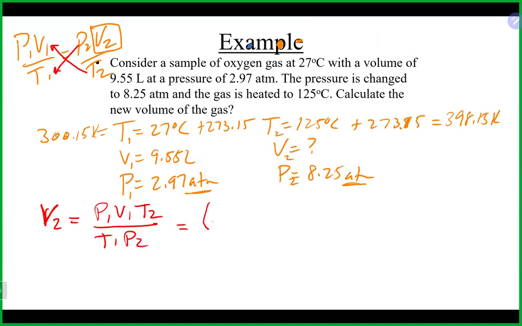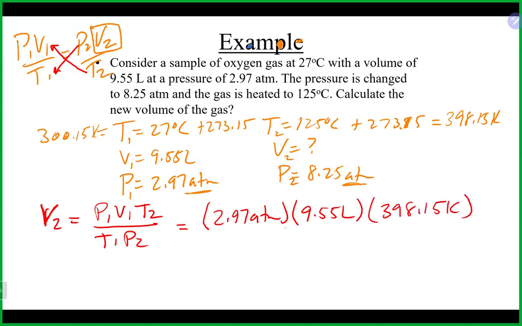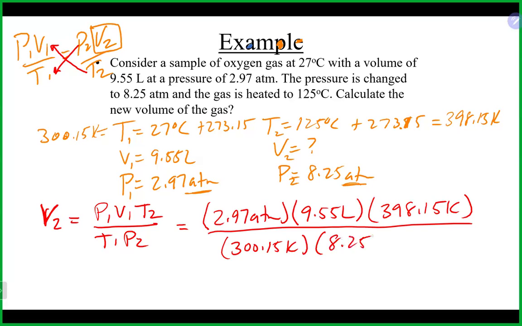Putting in our numbers, making sure we get everybody in the right spots. We got 2.97 atmospheres. We have our V1, which is 9.55 liters. And here we do have our T2, which is our 398.15. That's going to be divided by our T1, which is 300.15, and our P2, which is 8.25 atmospheres. Once again, the kelvins will cancel, the atmospheres will cancel. When we solve for our volume, it will be in units of liters in this case. And that's going to give us a 2.97 times 9.55 times a 398.15.